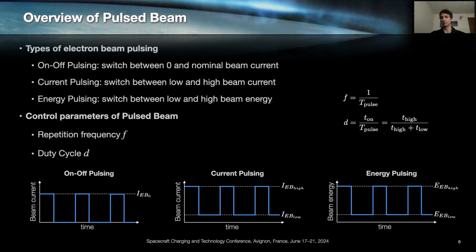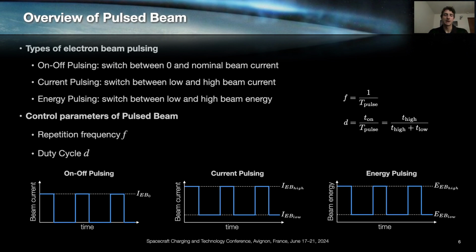The second type is current pulsing, which is similar to on-off pulsing, but instead of having a 0 current, we have a lower current. So we're switching between a higher and a low current. Finally, we can do energy pulsing, in which case we change the beam energy between a low and a high beam energy.